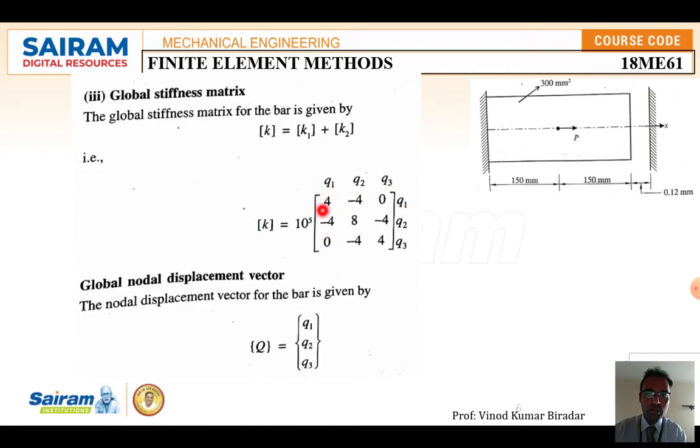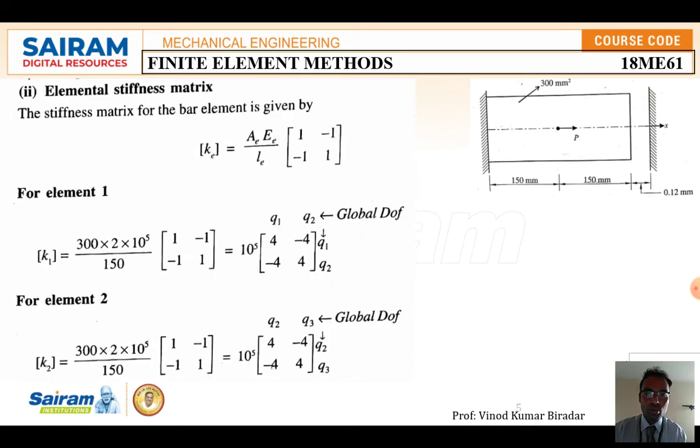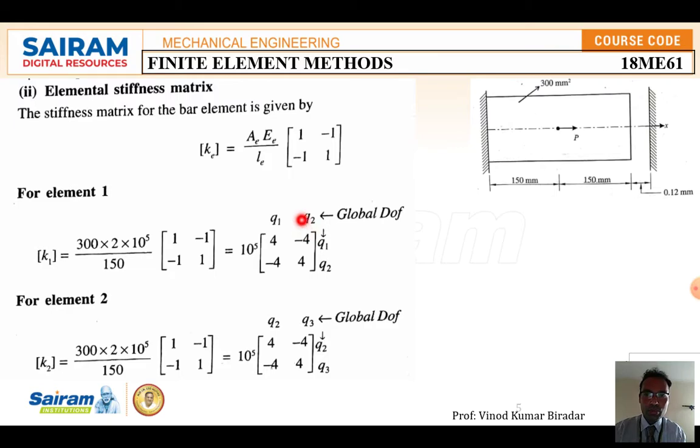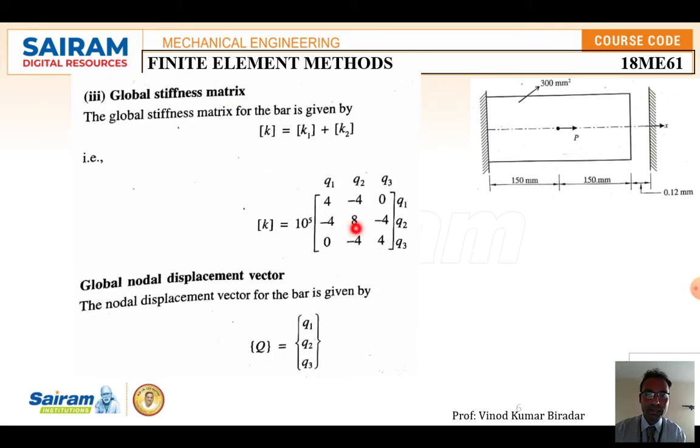How did we get minus 4 here? It is situated at 1 and 2. Check position 1,2: it is there in the first matrix, not in the second, so minus 4 plus 0 is minus 4. Then 8: at position 2,2 it is 4 in the first and 4 in the second, so 4 plus 4 is 8. Like that you calculate the global stiffness matrix.